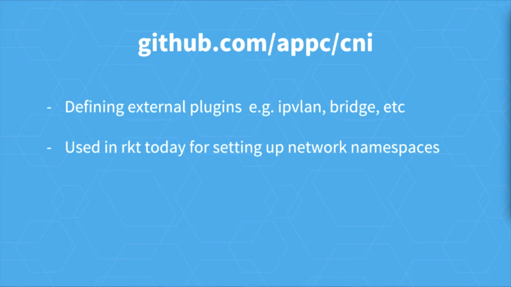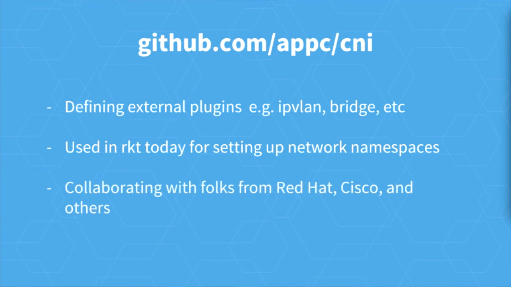CNI is already used in Rocket today. Essentially what we did was we had built a plugin system for Rocket, and then we talked to folks from the Kubernetes project and from Red Hat a little bit, and they had similar needs around having an external interface for managing network namespaces. And so we pulled that out into a separate spec, and we've been iterating on that with a number of people from both Red Hat and Cisco and others around how that actually works.